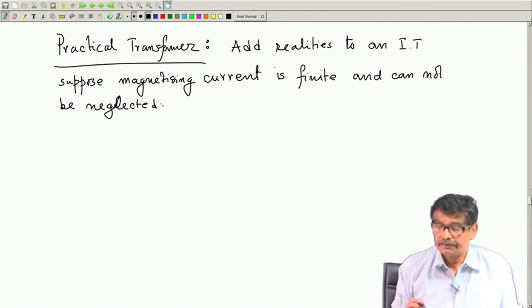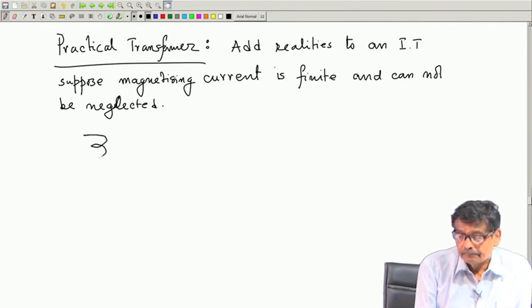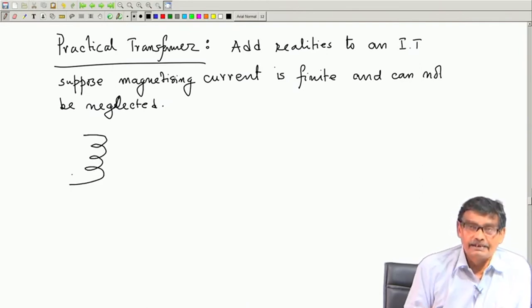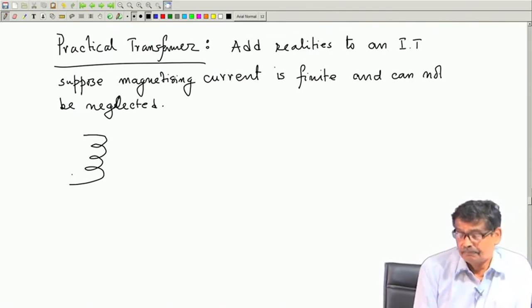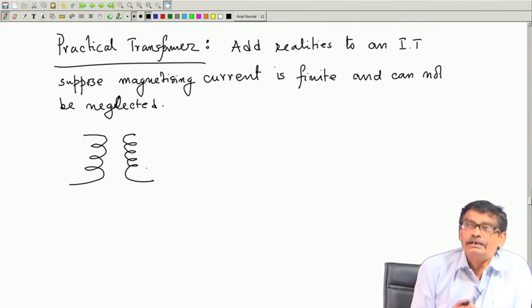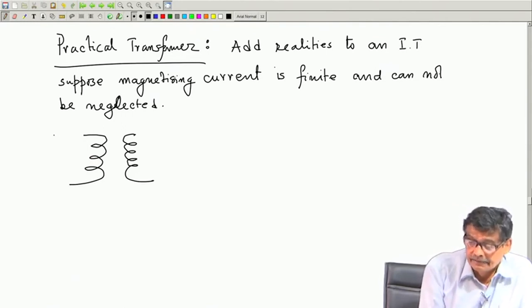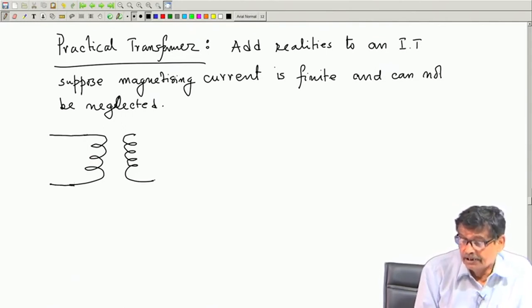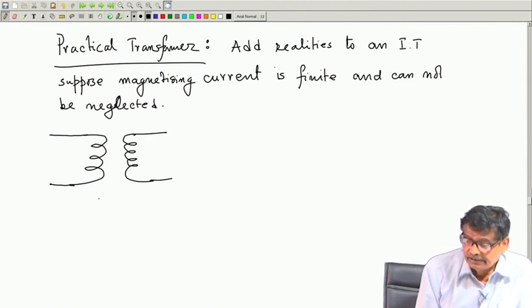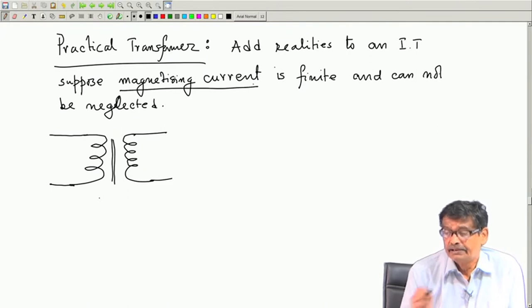Suppose it is like this. What I mean by this? This is somewhat a practical transformer, still a lot of ideal qualities are present, still resistances are neglected, core loss is not there, but only I am telling the core material is having a finite mu value. So, magnetizing current cannot be neglected, and I want to model it. So, this is a somewhat practical transformer having a finite magnetizing current.